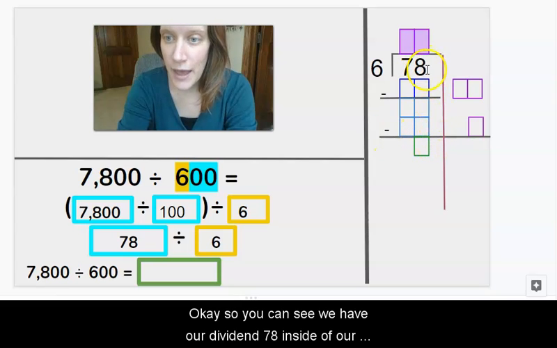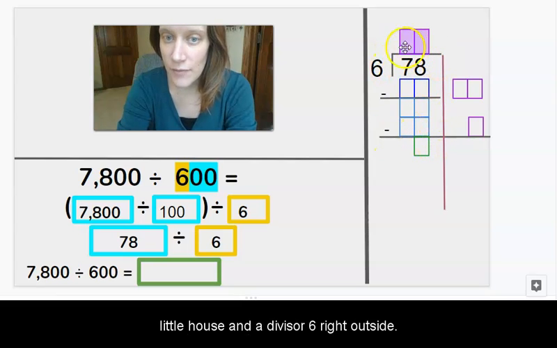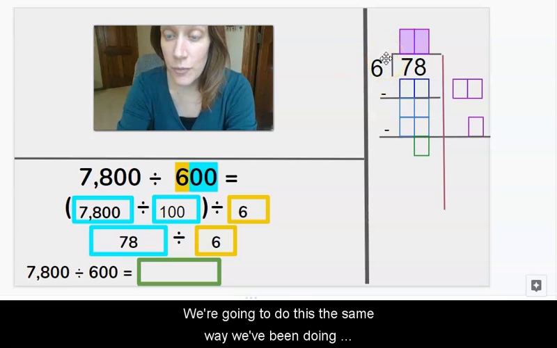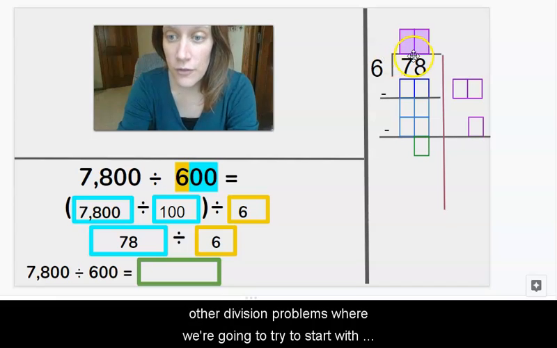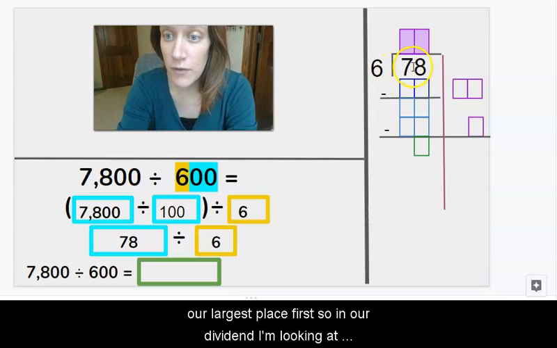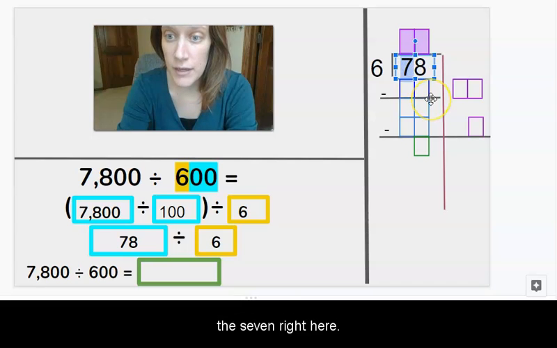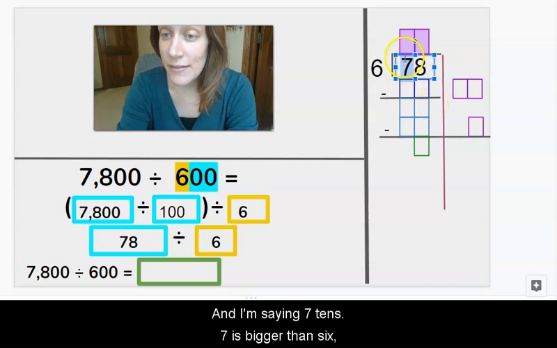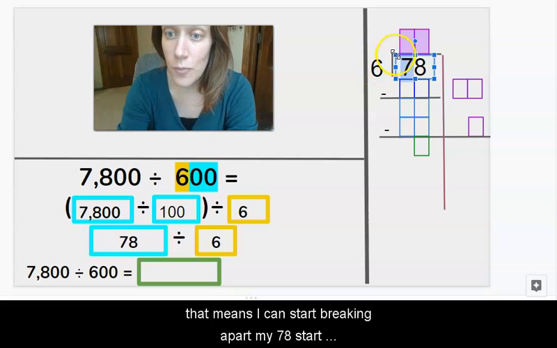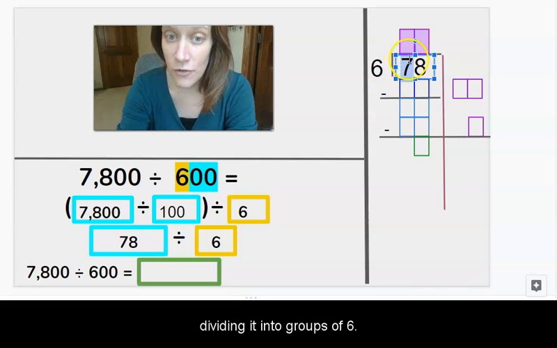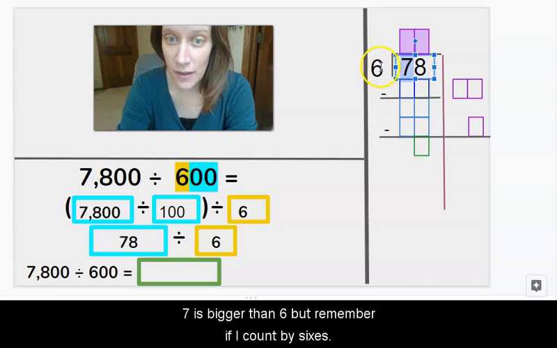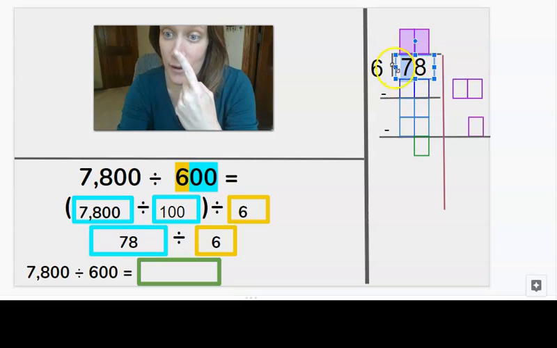Okay, so you can see we have our dividend 78 inside of our little house and our divisor 6 right outside. We're going to do this the same way we've been doing other division problems where we're going to try to start with our largest place first. So in our dividend, I'm looking at the 7 right here. And I'm saying 7 tens, 7 is bigger than 6. That means I can start breaking apart my 78, start dividing it into groups of 6 by tens because 7 is bigger than 6.